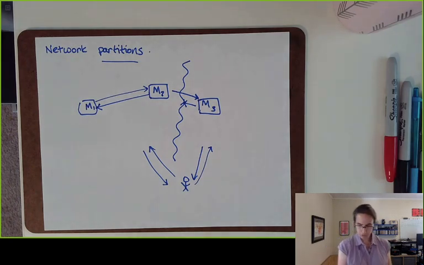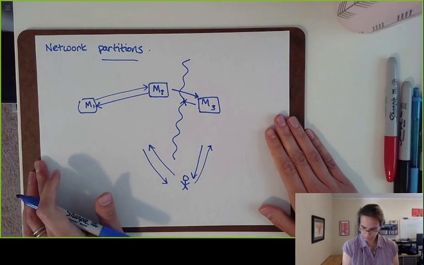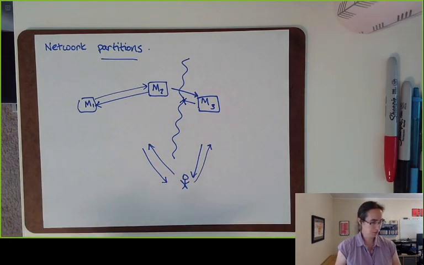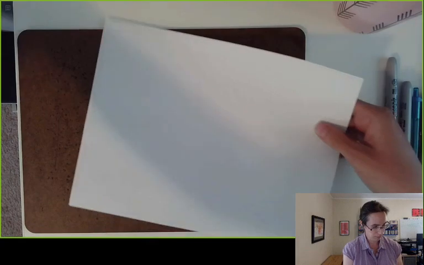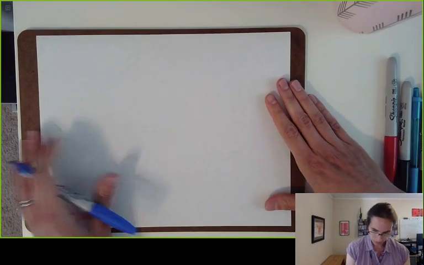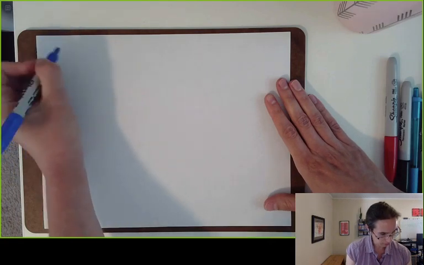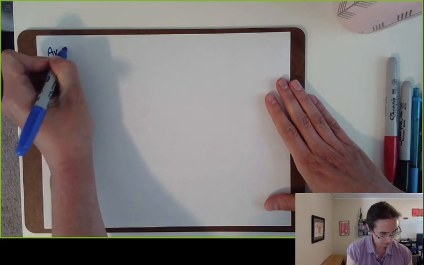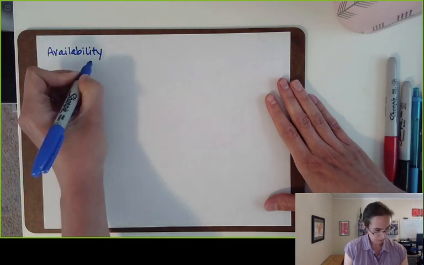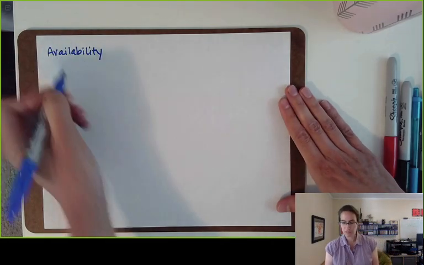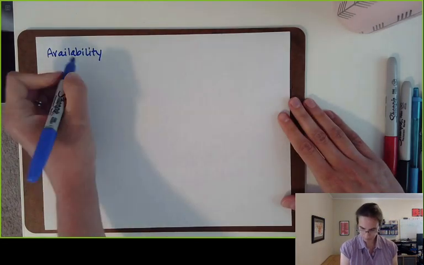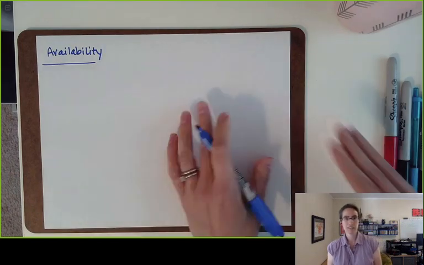And there's another piece of terminology that I want to introduce that the paper will use. In fact, it's right in the title of the Dynamo paper. The paper claims that their system is a highly available key value store. The paper claims to be about a highly available system, right in the title. So what the heck does that mean? What is availability? Any ideas?